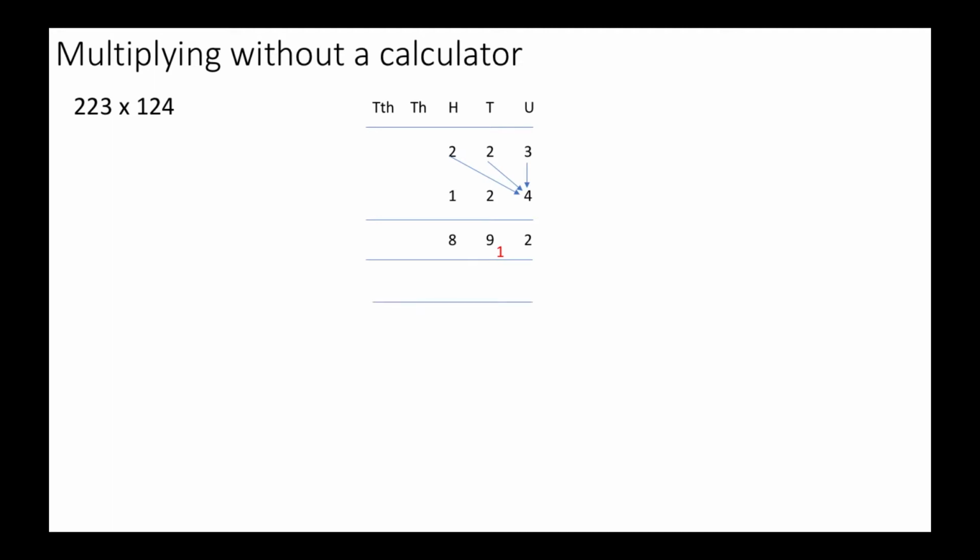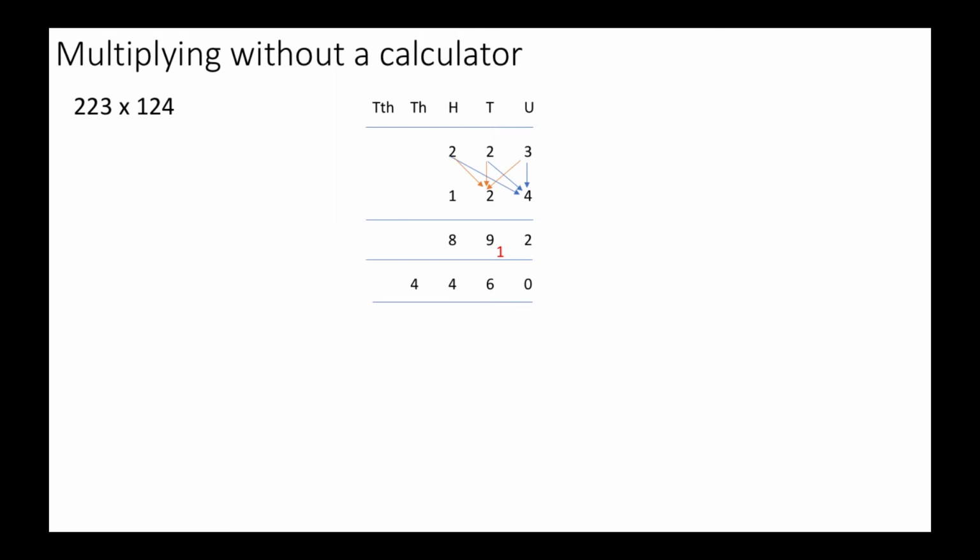So add another line, and this time, because we're doing the tens column, we need to add a 0. And then we're going to do 3 times 2. And 3 times 2 is 6. Nice and simple. Okay, and then we're going to do 2 times 2, which is 4. And then finally, 2 times 2, which is 4.